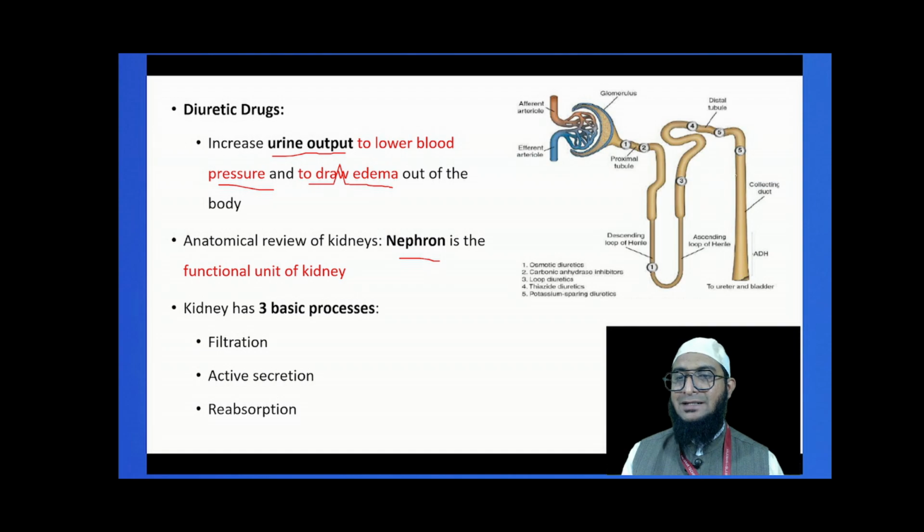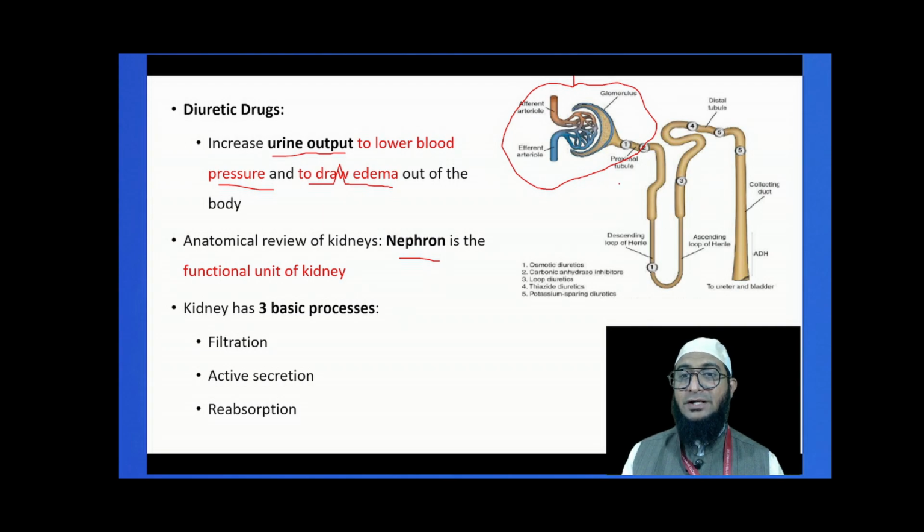In addition to that, at the end, the urine is collected into the collecting duct, and through the collecting duct the urine is further processed into the ureters and moves into the bladder for the purpose of excretion. Now let's see where filtration occurs. This part is called the glomerulus. This is the part where the blood coming from the afferent arterioles is filtered through the glomerulus.